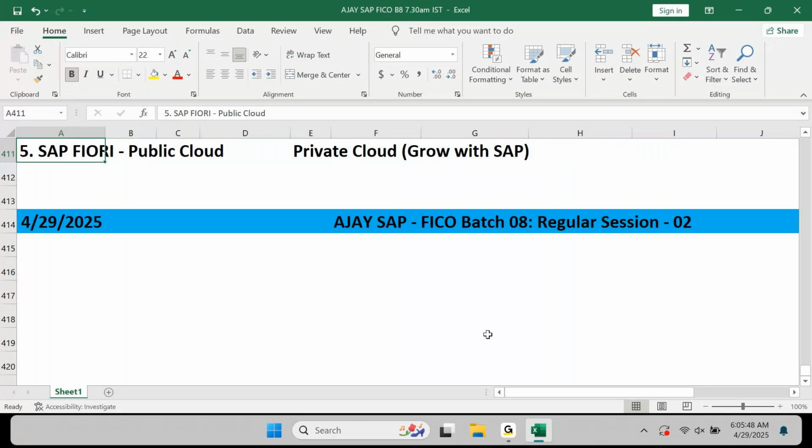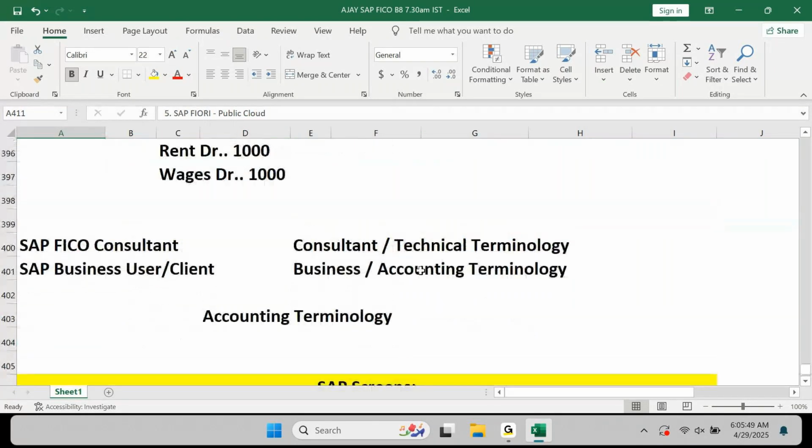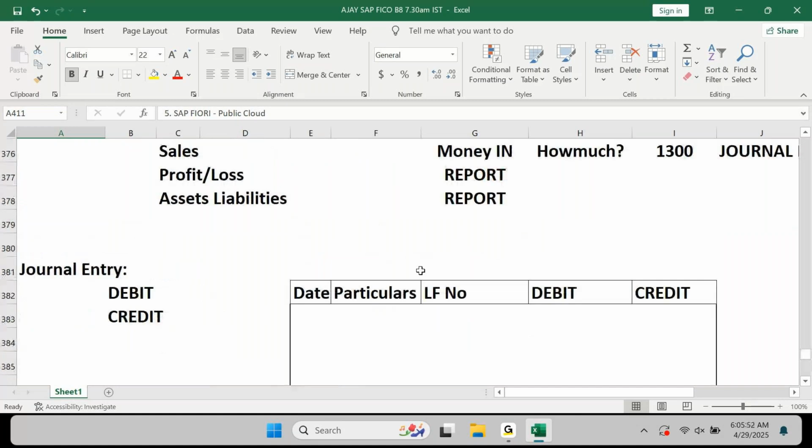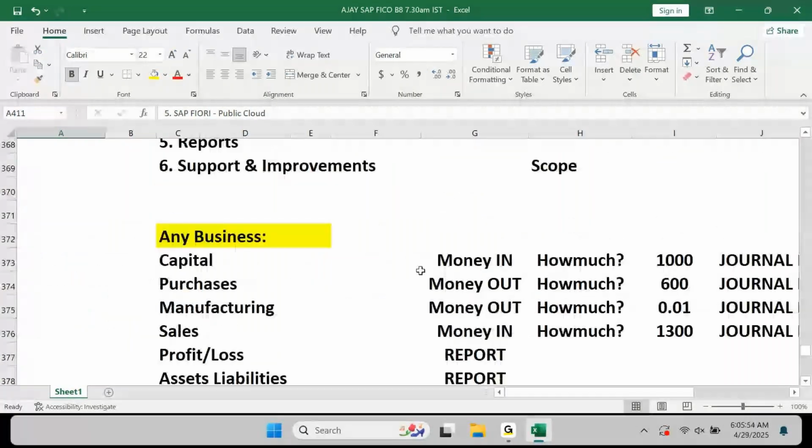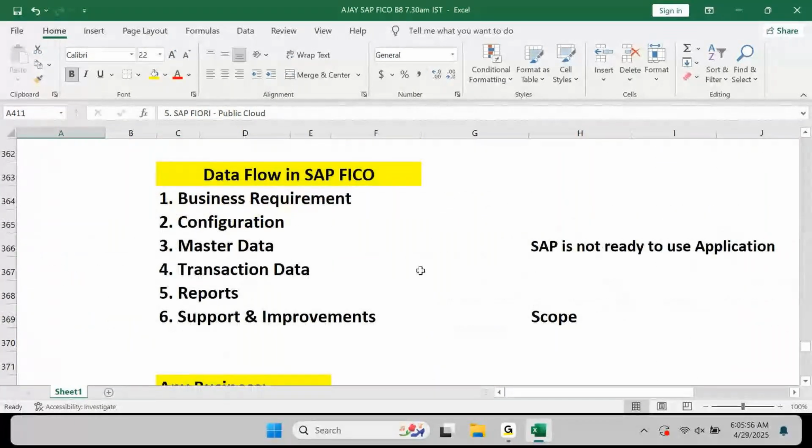Okay, in yesterday's session, we were talking about the basic fundamentals of accounting plus data flow in SAP FICO. In this, we understood we have to remember six key points. First one is always a business requirement. Only with the help of a business requirement will we do config in SAP. Without the business requirement, you will never do any config in any SAP FICO system. Strictly keep in your mind: no requirement, no configuration.